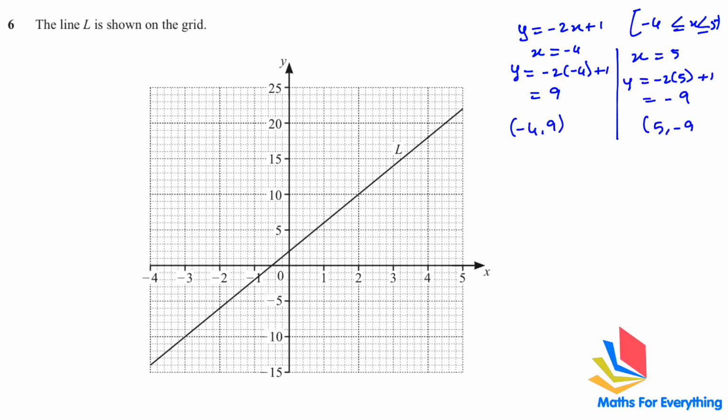Now let's plot the points. -4 and 9 is going to be here. So we make the first point. The second is when x is 5, y is -9. That is going to be here. We just have to draw the line and join the 2 points together. So we are done with drawing the line.